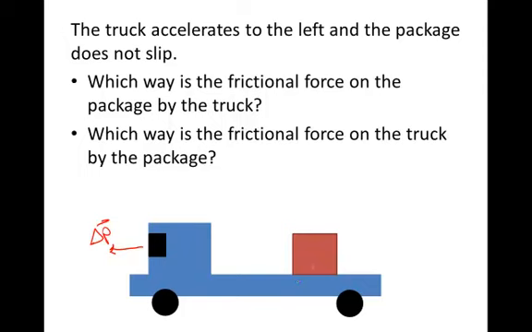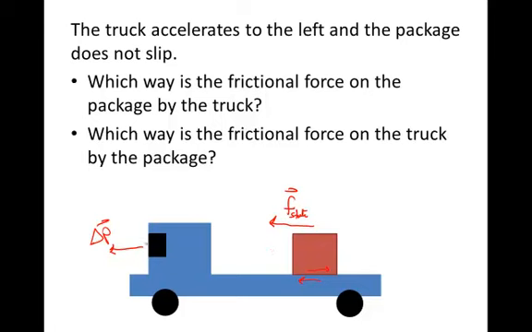And so these two surfaces would try to move in opposite directions. This top surface here would try to move that way. This surface would try to move that way. So the frictional force on the package is going to oppose that slippage. So what that means is the static friction force on the package by the truck is in the forward direction.